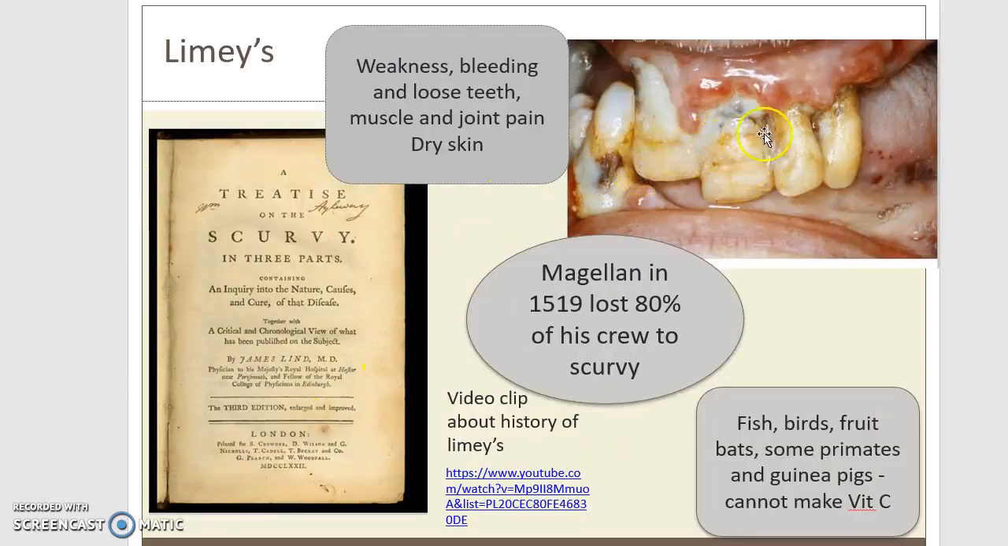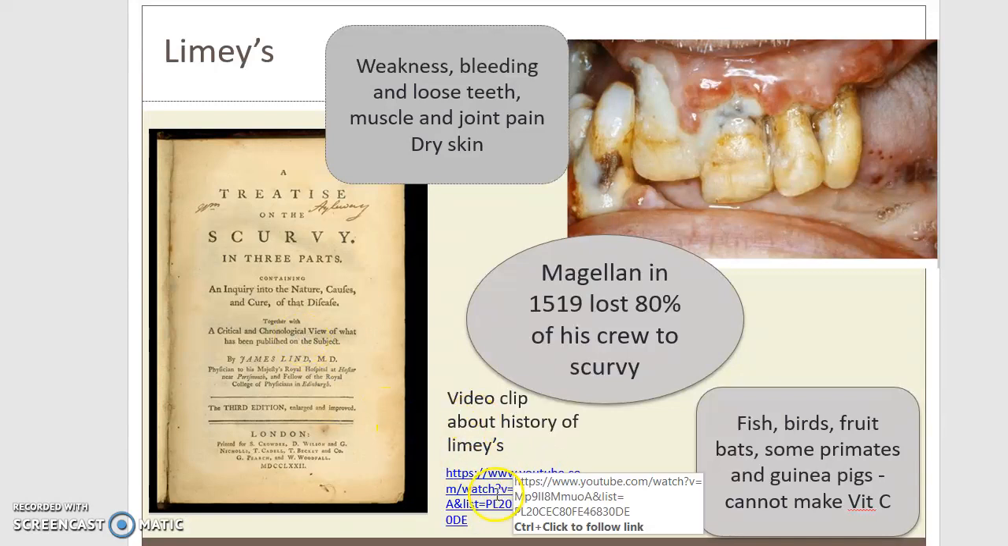Here is the first thing you see, the bleeding gums, and then later loose teeth and teeth falling out. But that's just one of the first signs. You also might see joint and muscle pain, drying skin. And you'll learn in this slide that scurvy was discovered by Dr. Lind in the 1700s, but people at first didn't really believe that he'd found anything.